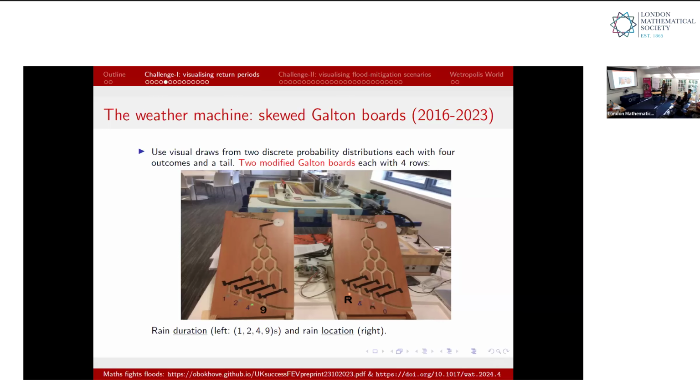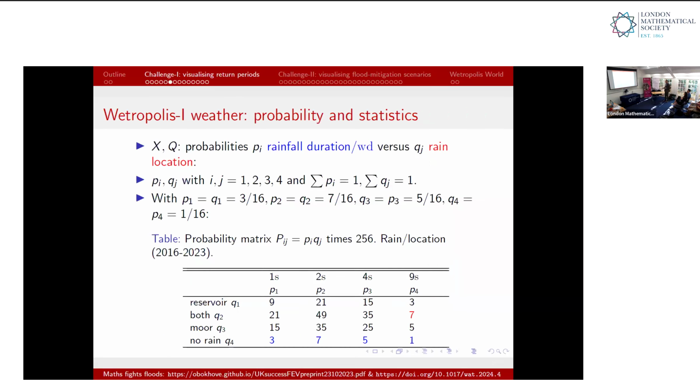And on the right here is a location: either the reservoir, the Moran reservoir, the Moran, or no rain. And no rain is 1/16, right? So that was a rare event. We are in the UK, so that's what I did.